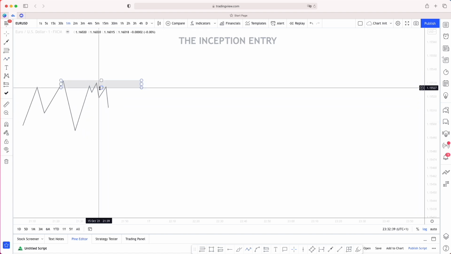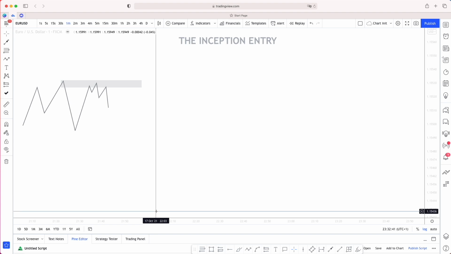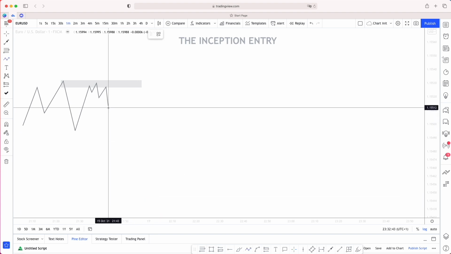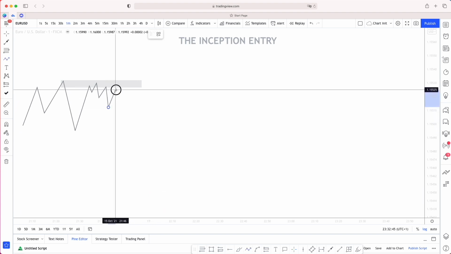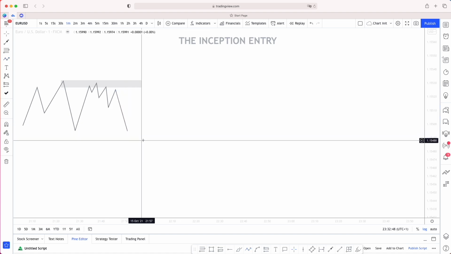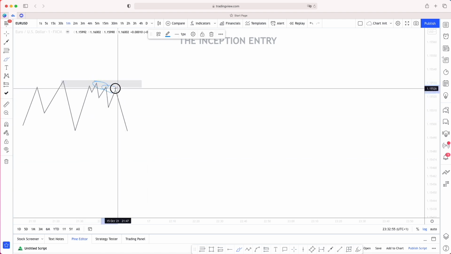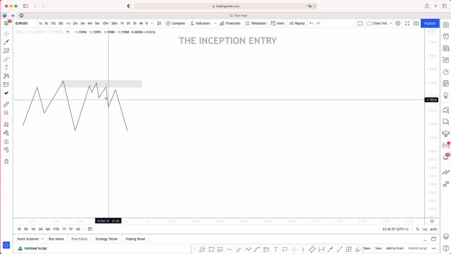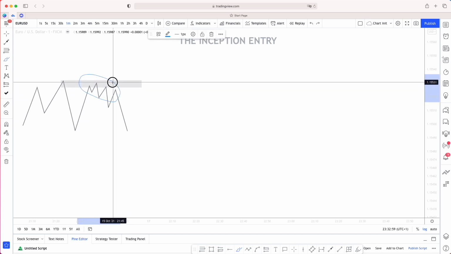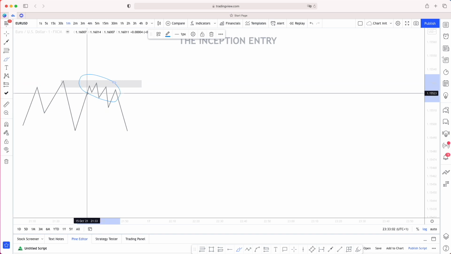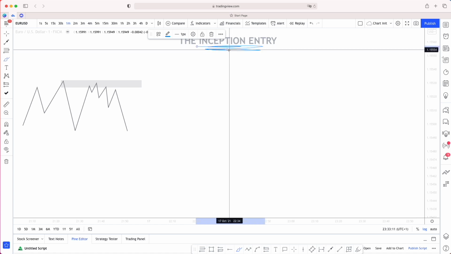Then we enter either off the first break or off the second break. That is it. This is our standard confirmation entry, where we enter from here or we enter here. Simple as that. However, even though this increases the chances of winning the trade, there is another way that we can improve our odds. And how do we do that? This is where Inception comes into play.